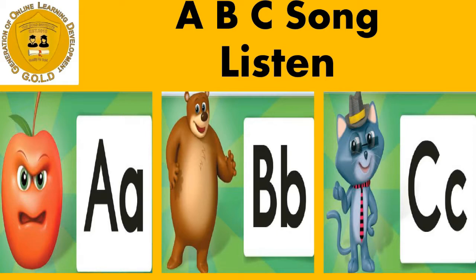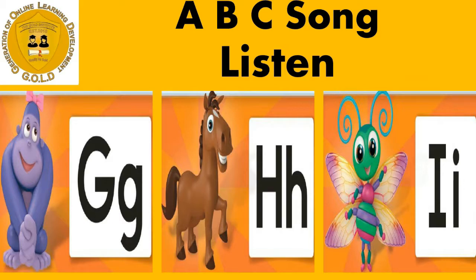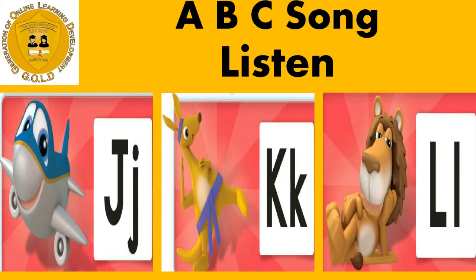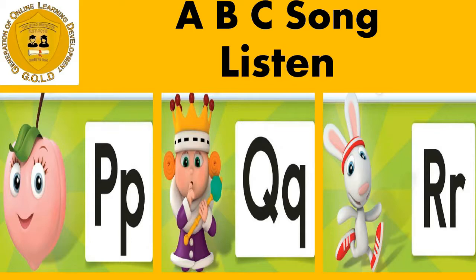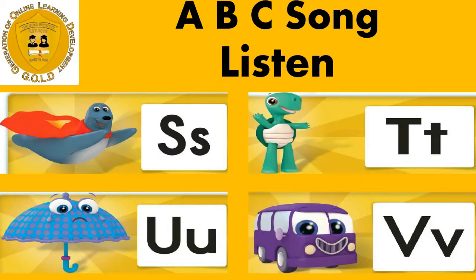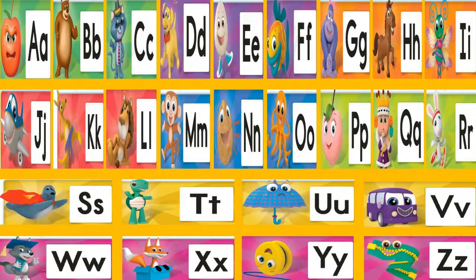A, B, C. A, B, C, D, E, F. D, E, F, G, H, I. G, H, I, J, K. K, L, M, N, O. M, N, O, P, Q, R. P, Q, R, S, T, U, V. S, T, U, V, W, X, Y, Z. W, X, Y, Z. Now we know the alphabet, A, B, C. We can sing the alphabet from A to Z.